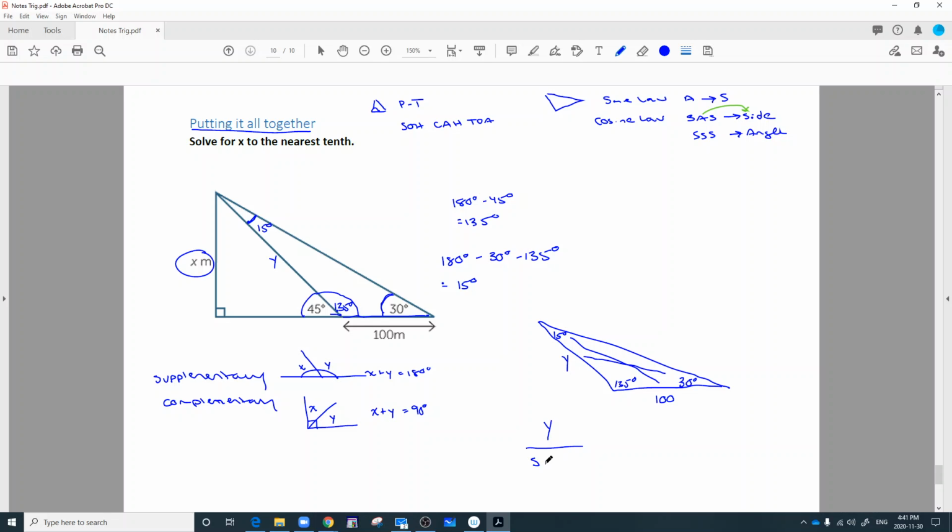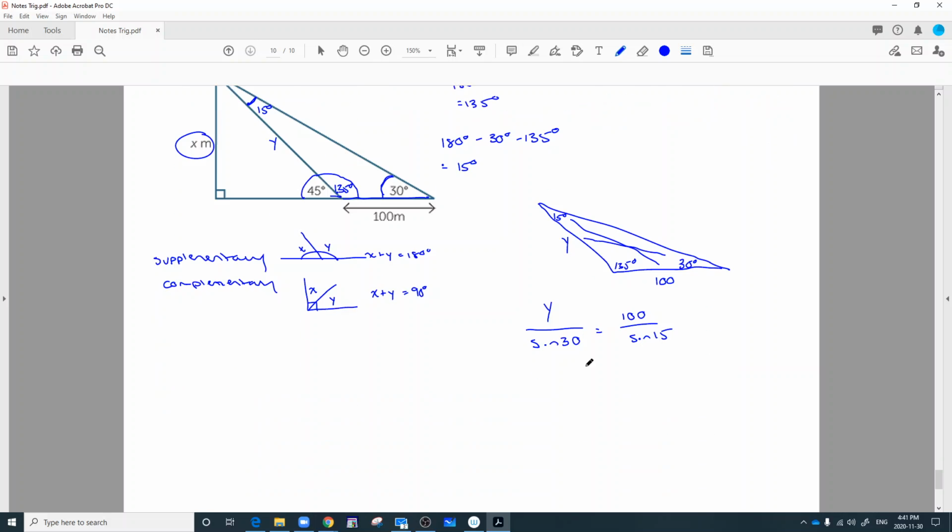Y is across from the sine of 30, just like 100 is across from the sine of 15. So hopefully you remember how to solve this one. We're going to solve for y. We're going to multiply both sides by sine 30.